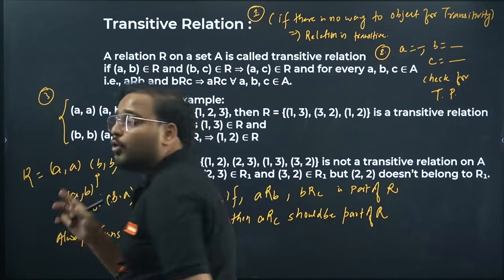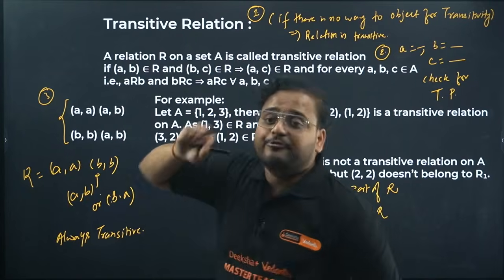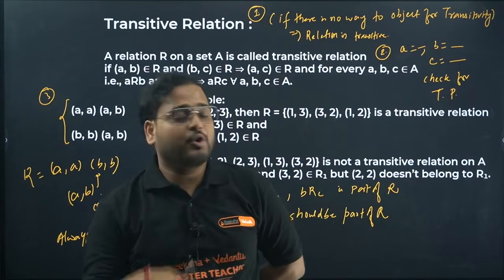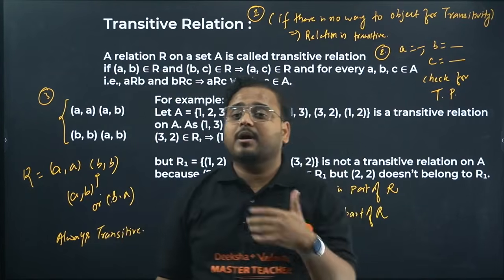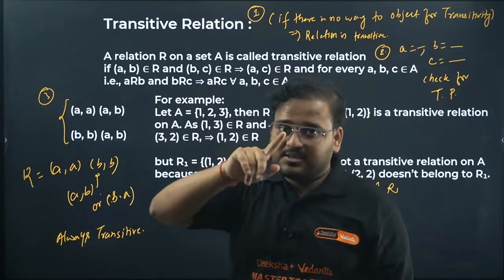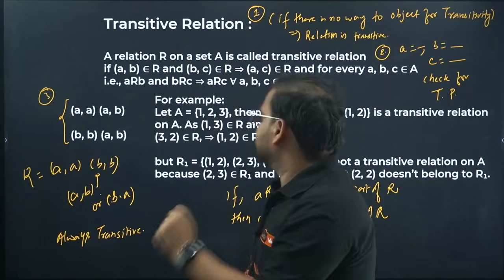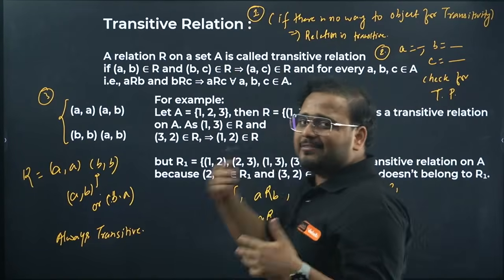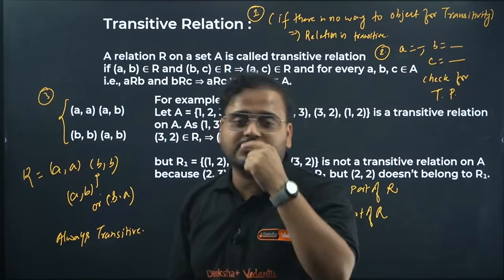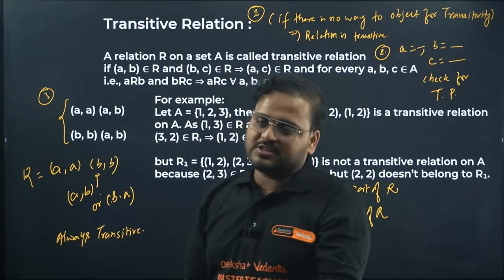So, the 3 methods that I've taught you to check this are: first, if you can't create an objection to the transitivity, it means it is always transitive. Second case, try to take values of A, B, C such that the given relation becomes not transitive. Then you can simply say it is not transitive, of course.